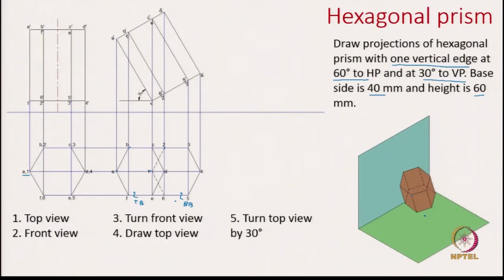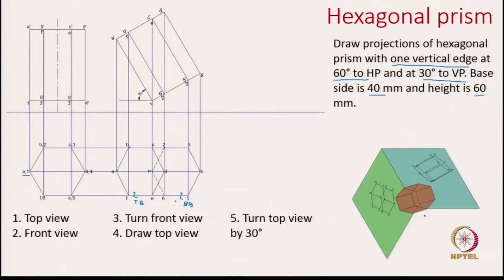So, turn the top view by 30 degrees. Okay. So, if you compare the top view from step 2 and step 3, the shape remains the same. The only difference is now we are at an angle of 30 degrees. Okay. So, once we capture the top view, last thing is to capture the front view.